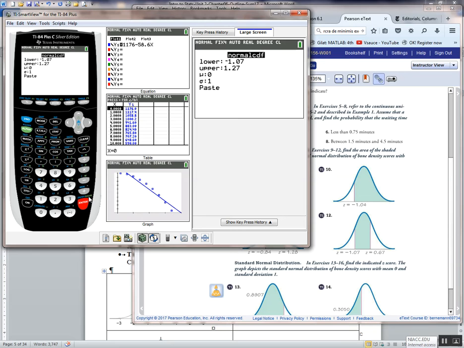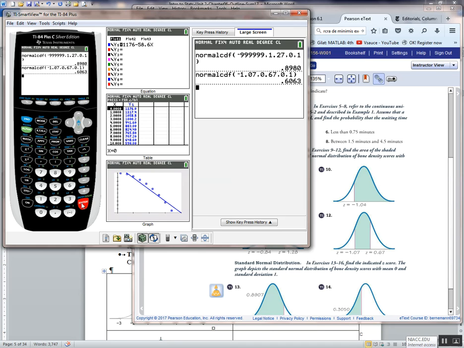1.07. The newer calculator shows you what to put in. You don't have to remember. 0.67. And again, we got a 0 and a 1. We hit the paste. We hit enter. It shows this as like we did it with the older view of the calculator. We hit enter and we get the same number.